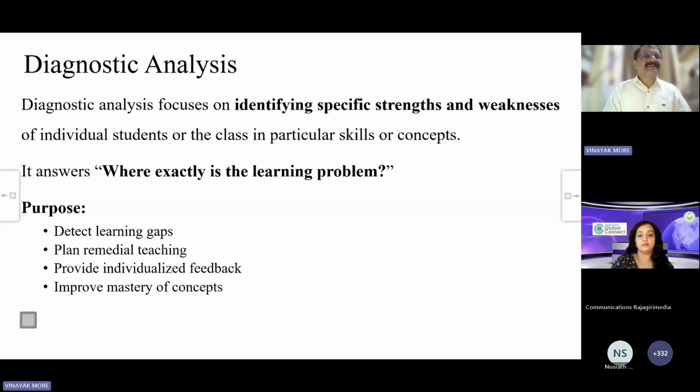The second type of analysis is diagnostic analysis. Basically, we are identifying specific strengths and weaknesses of individual students or the class for a particular learning outcome or objective. It answers the question of where exactly the learning problem a particular student is facing lies. What is the purpose of diagnostic analysis? It is to detect learning gaps, plan remedial teaching, provide individual feedback, and improve mastery over the content.